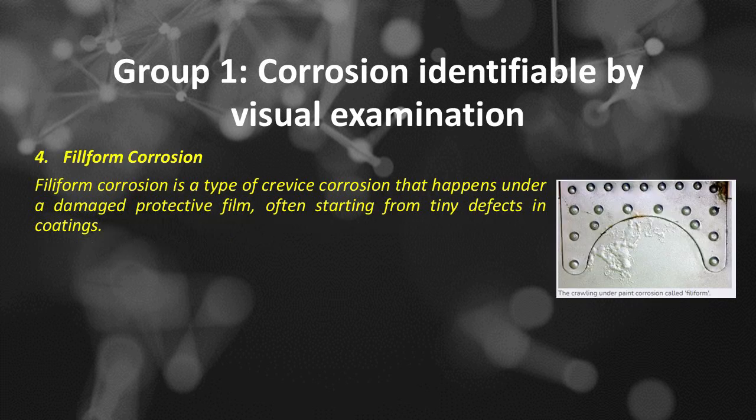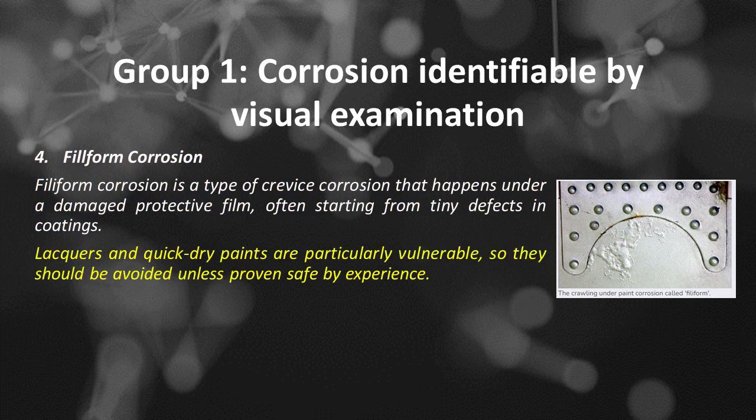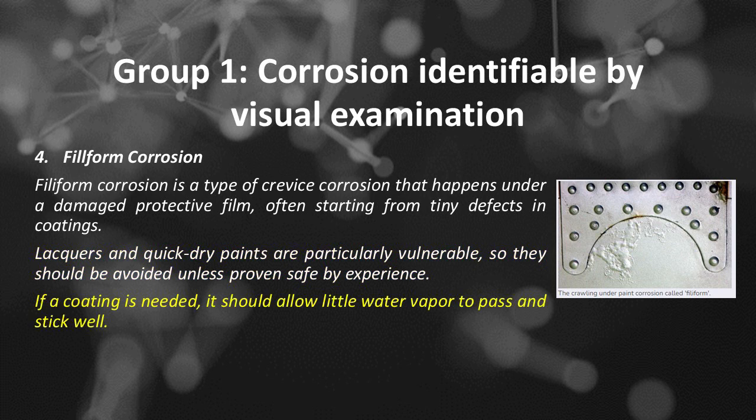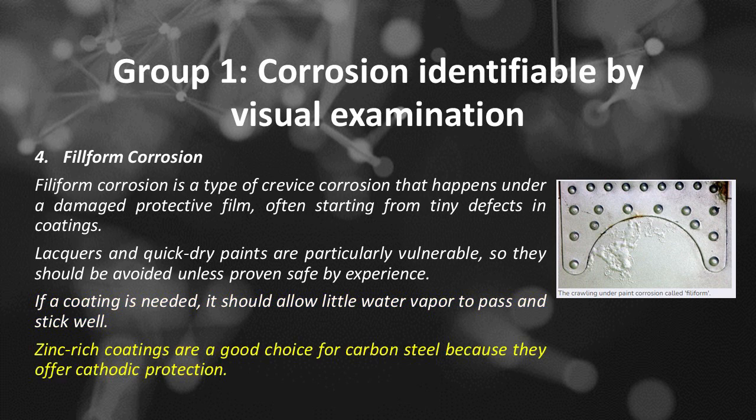Filiform corrosion is a type of crevice corrosion that happens under a damaged protective film, often starting from tiny defects in coatings. Lacquers and quick-dry paints are particularly vulnerable, so they should be avoided unless proven safe by experience. If a coating is needed, it should allow little water vapor to pass and stick well. Zinc-rich coatings are a good choice for carbon steel because they offer cathodic protection.